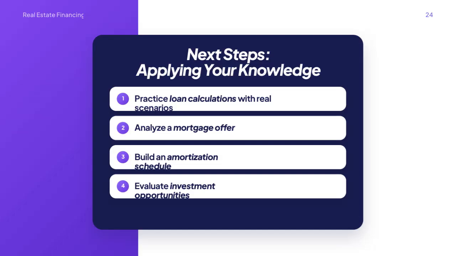Now that we've covered the core concepts, it's time to think about how to apply your knowledge in practical ways. First, practice loan calculations using real scenarios to get comfortable with the numbers. Next, analyze a mortgage offer to understand the terms and what they mean for your finances. Then, build an amortization schedule, which will help you see how payments are applied over time and how interest accrues. Finally, use what you've learned to evaluate investment opportunities, allowing you to make informed decisions in real estate financing. These steps will deepen your understanding and prepare you for real-world applications.